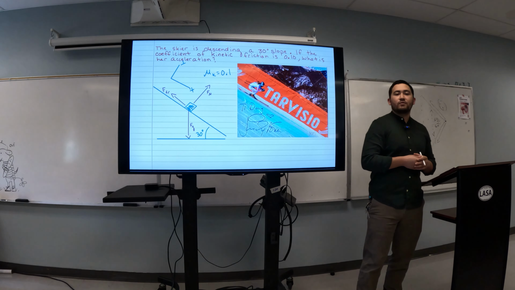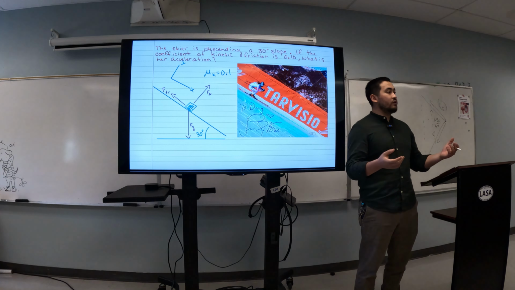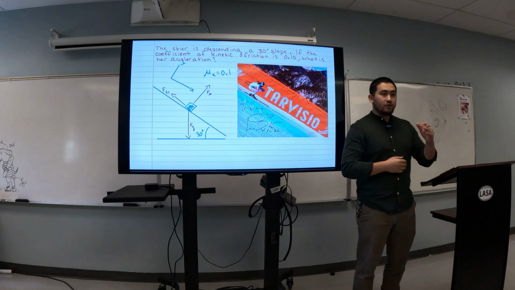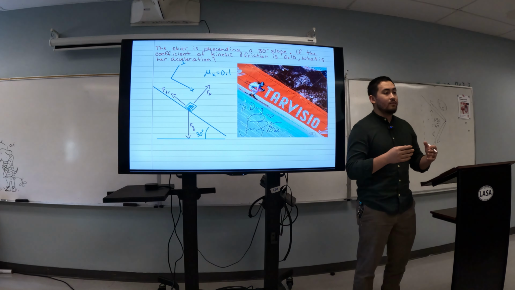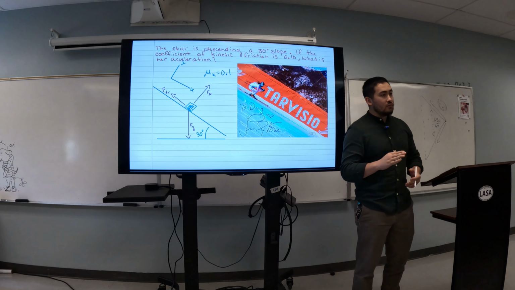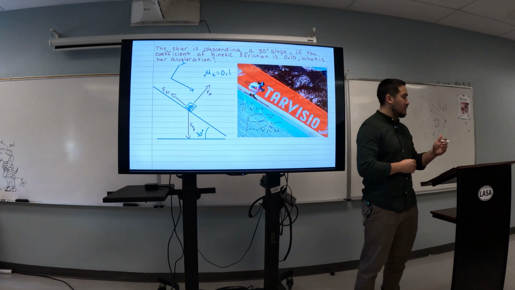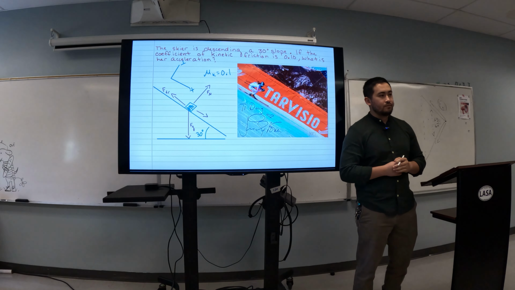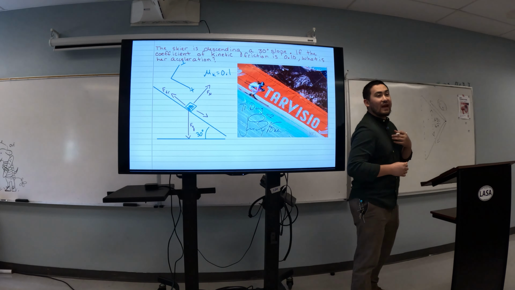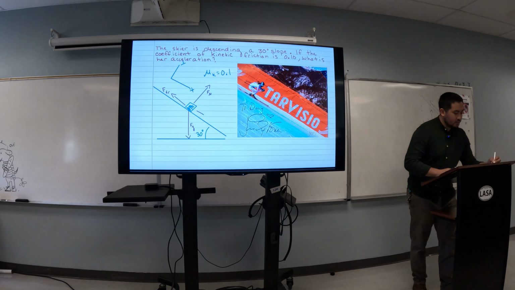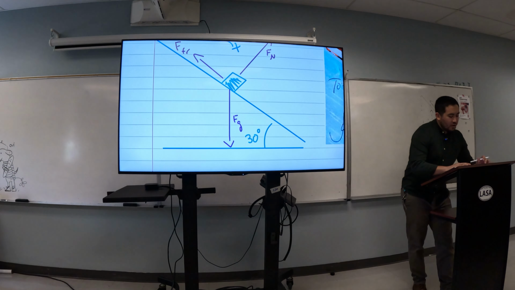It's also going to be useful for us to find the components of our gravitational force because, first off, the vertical component to our gravitational force is going to be what is creating our normal force. And the horizontal component to our gravitational force is going to be the force that is pulling our skier down the slope.